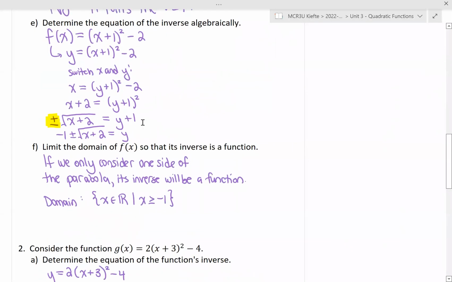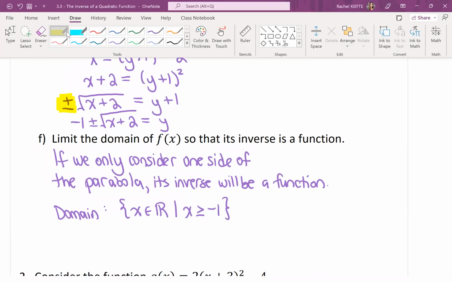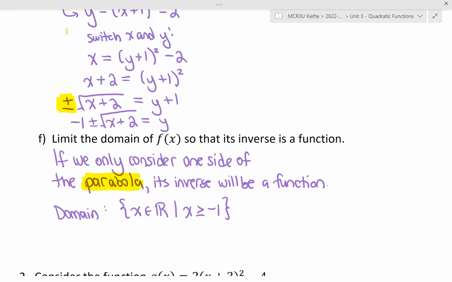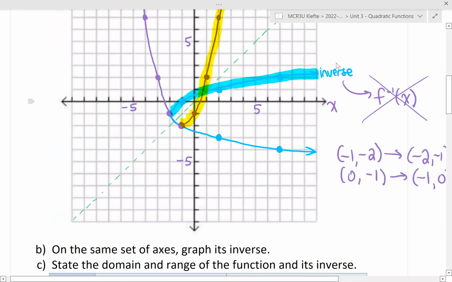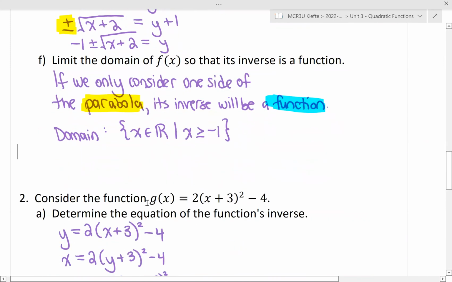So again, we only considered one side of the parabola. We considered that yellow side. And that's what made the inverse into a function. So this one right here. And we can see that the domain is related to its vertex. Okay.